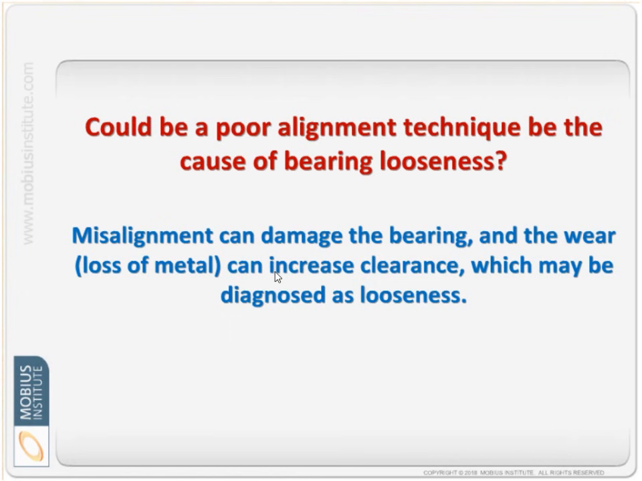Could a poor alignment technique be the cause of bearing looseness? Now, I had to think about this and think, could you align a machine so badly that somehow you made the bearing loose? But what can happen is misalignment can damage the bearing. With misalignment, you're putting a lot of extra load on that bearing, which will cause it to fail. It's inevitable. It will fail prematurely, in other words, earlier than it really should have.